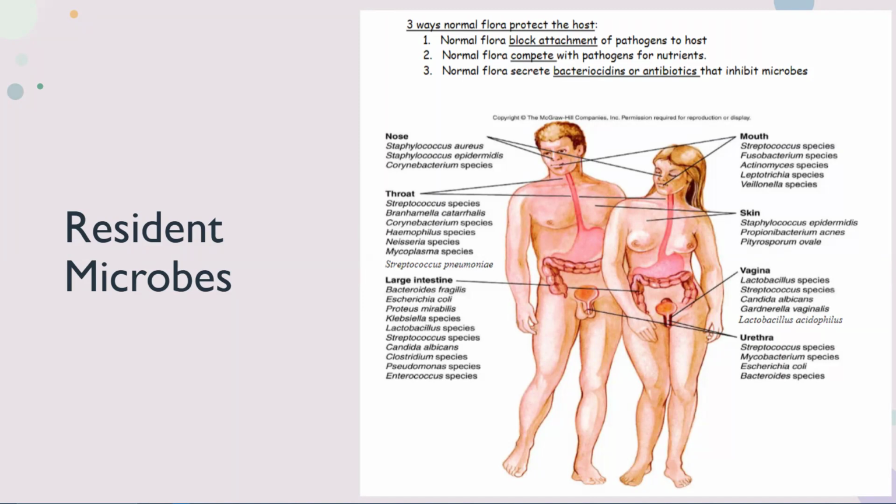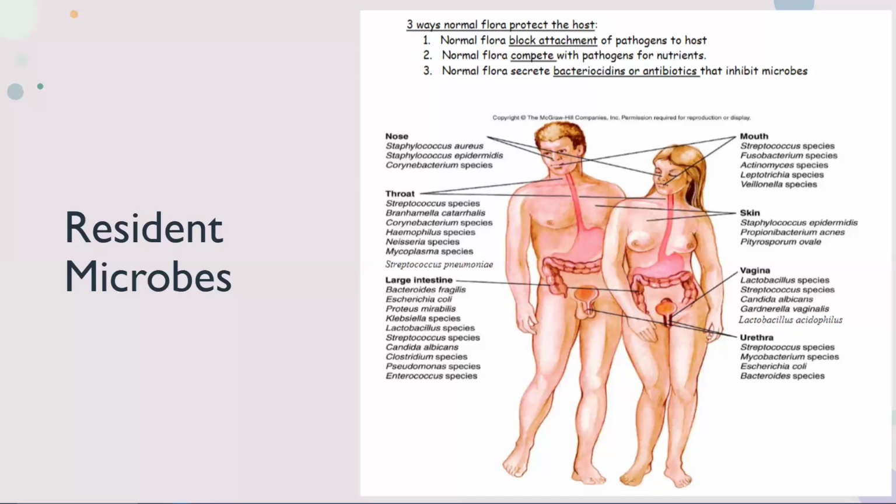Another thing to note for a question like this would be the reasons why we have our normal flora and what they do for us. So a question would be asking, give a resident microbe for this system and give us some reasons why this resident microbe is helpful for us.